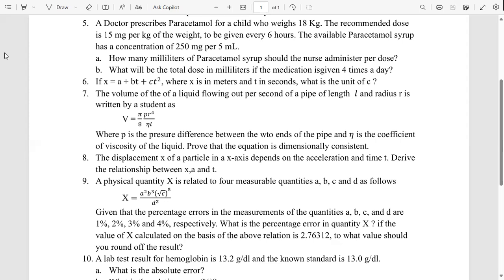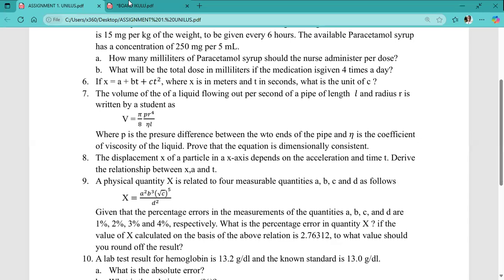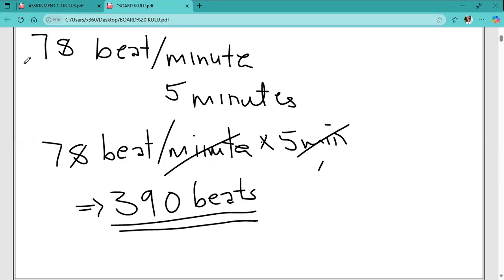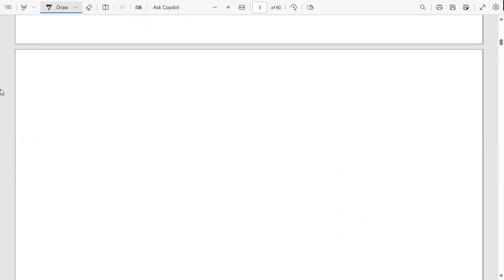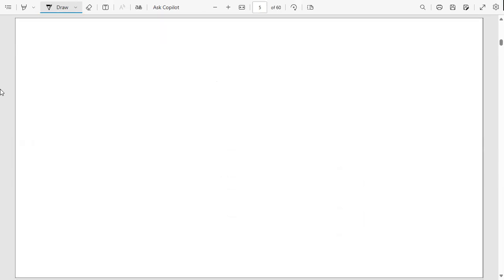What will be the total dose in millilitres if the medication is given 4 times a day? Okay, so very interesting question. This is question 5, but also not a very confusing question. So this is 5.